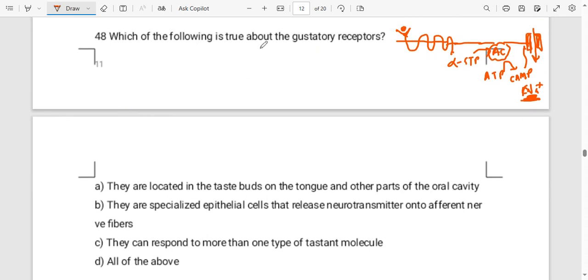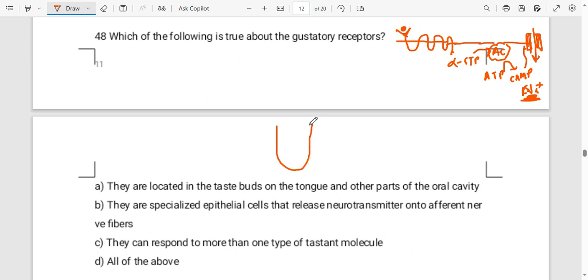Which of the following is true about the gustatory receptors? They are located in the taste buds of the tongue and other parts of the oral cavity. They are specialized epithelial cells that release neurotransmitter onto afferent nerve fibers. They can respond to more than one type of taste molecule. Anyone that can help with this one? D is also all of the above.